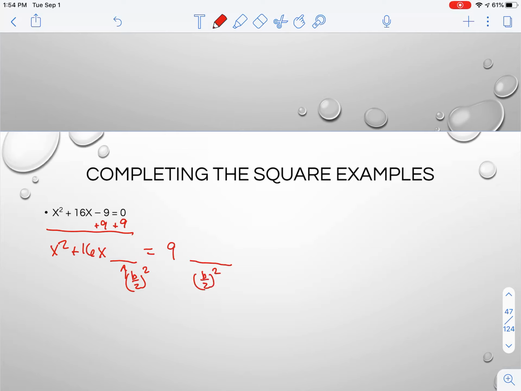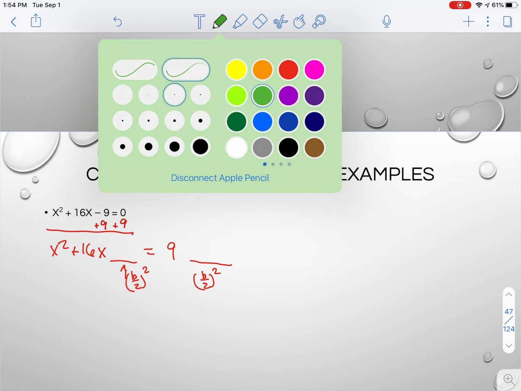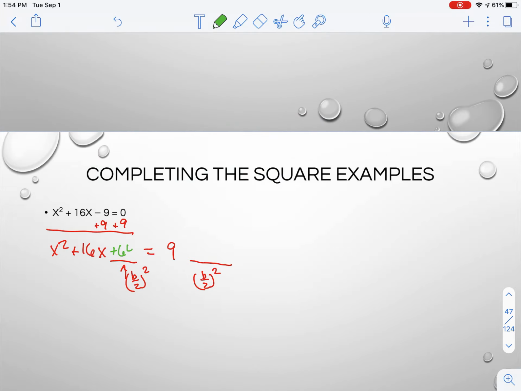Okay, I should actually backtrack. The original equation there, if you try to factor it, what multiplies to be negative 9 and adds to be 16, it's not possible. It's not factorable. So we have to come up with another way to solve, which is why we're doing what we're doing. So step 2 and 3, take your b term, which is 16, divided by 2 is 8. 8 squared is 64. So I'm going to add 64 here and subtract 64 here.